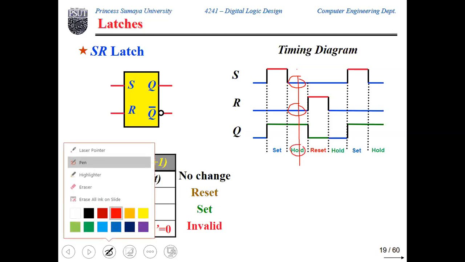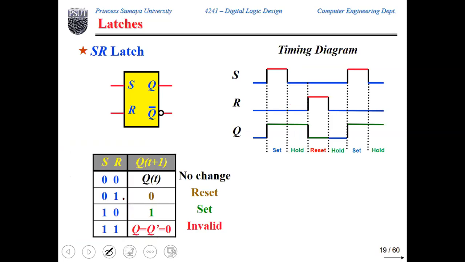So that's why, if you look here, Q was set. In this period, Q is held. We hold it because both S and R are fixed at 0. Now, next, what happens here? S is 0.